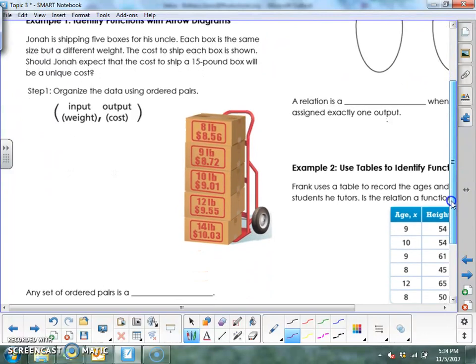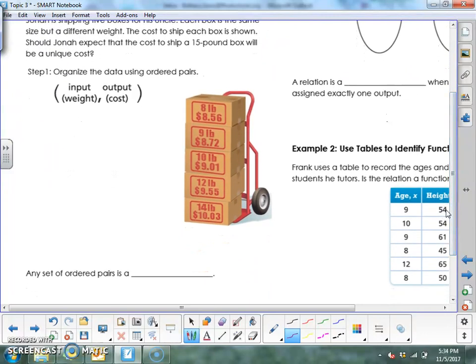So for this, we're going to start by organizing all of our data into ordered pairs. Whenever you have a function or any relation, you have an input and an output. Your input is also your x value of your function, and your output is your y, just like we did back in the last chapter with linear relationships. So looking at this specific relation, our input is going to be the weight, and our output is going to be the cost, because the cost depends on our weight. So our weight is the independent variable, and our cost is the dependent variable.